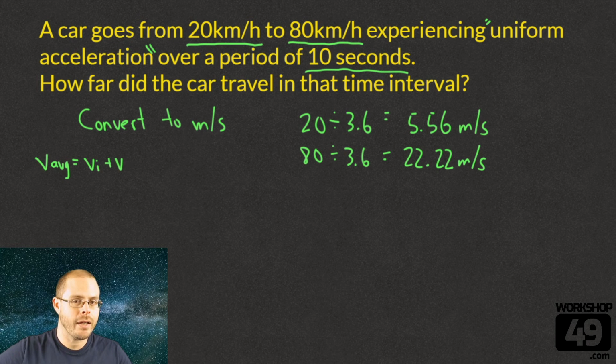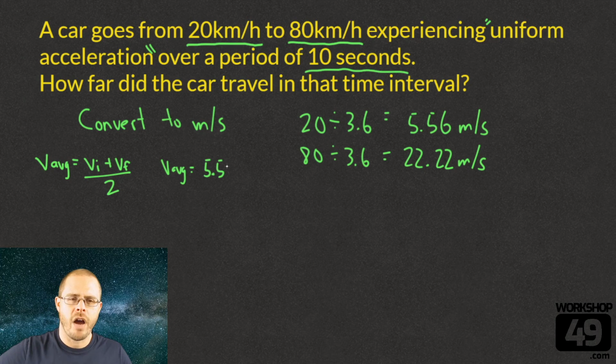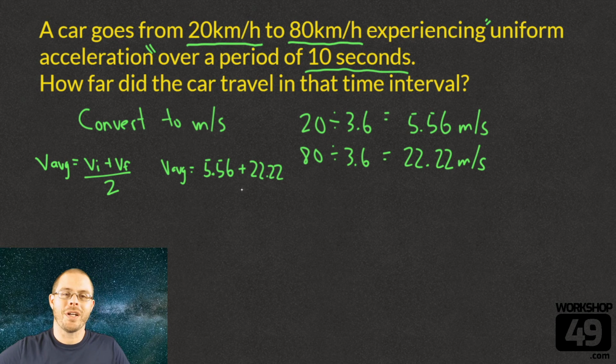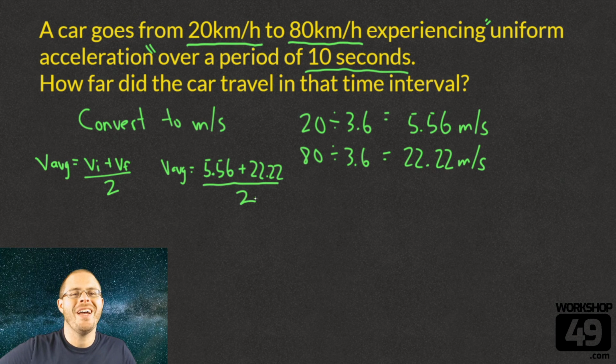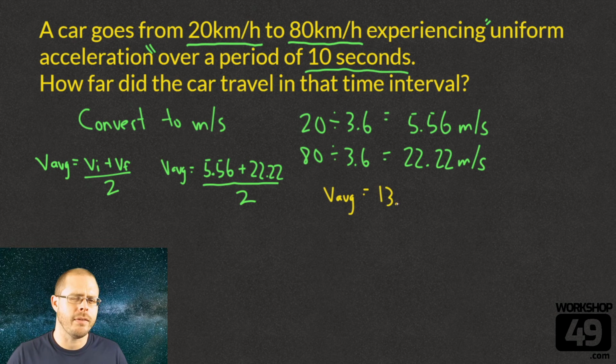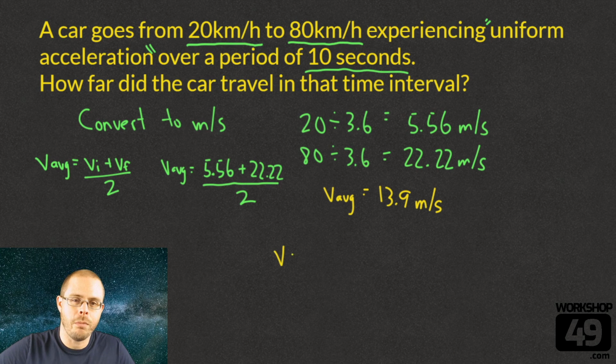Our velocity average, again, is our velocity initial plus our velocity final divided by 2. Let's fill in what we know. Velocity average is our velocity initial in meters per second, 5.56, plus the 22.22, and we're going to divide that whole thing by 2 to get us a nice velocity average. And remember, once you get this average velocity, you can treat it like a constant velocity for these types of calculations. We have 13.9. We might as well have been told a car is going 13.9 meters per second, because that's all we need to do now.